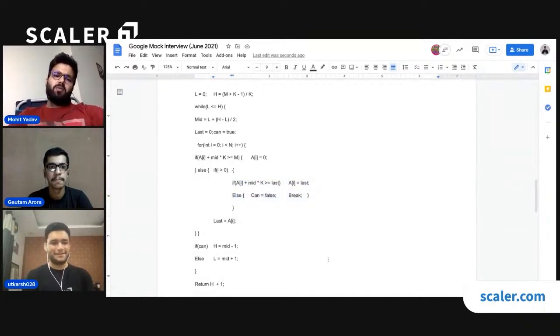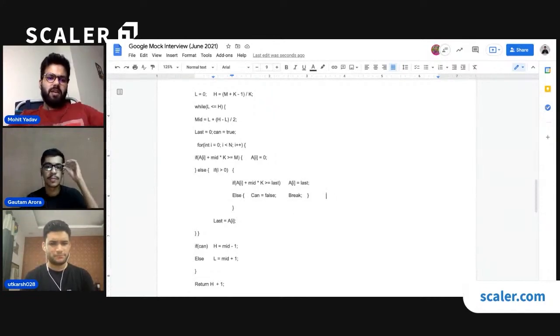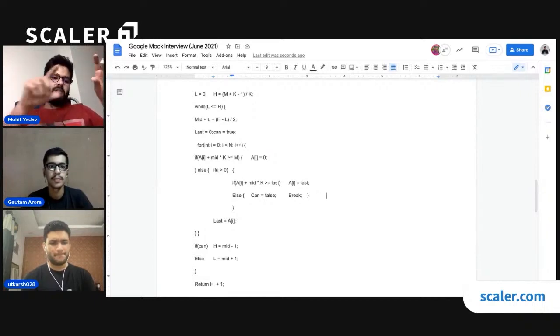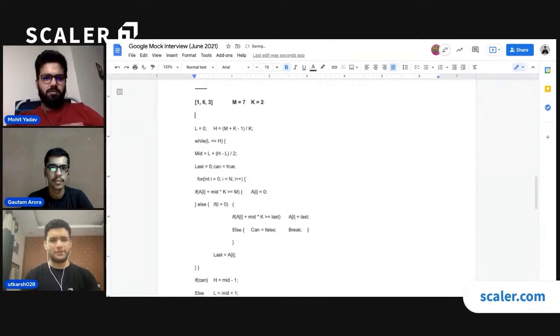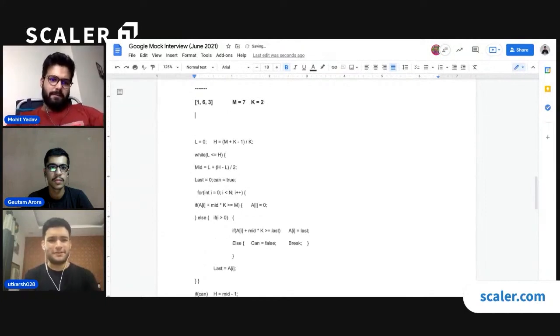Shouldn't it be more than, we shouldn't try to make every element more than equal to 0, right? Because if we have a previous element, for example, if you consider 1 0 0 0 or 1 6 something like that, 1 6 3. M is 7, K is 2. Okay. Let's run on this.